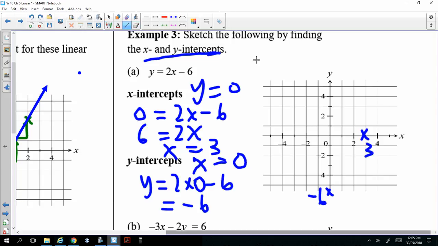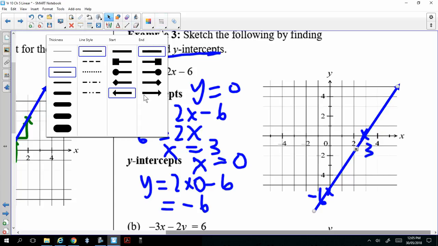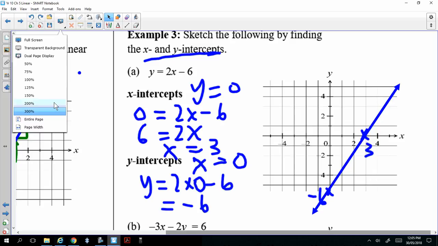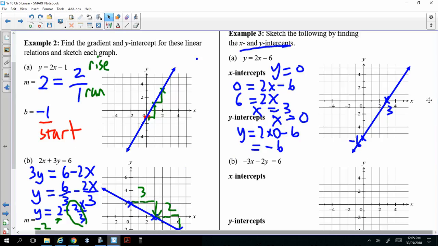Okay, let's draw the line using the line tool, like that. Like that, okay. And put arrows on both ends, like that. Done. Okay, so as you can see, this method could be faster than the other method using gradient intercept. You can just find the x and y intercept, and you can draw the line straight away. Okay? Right, good. Alright, try the next one.